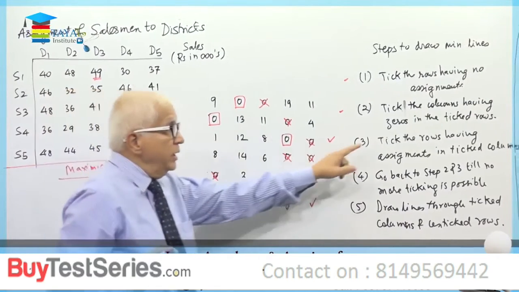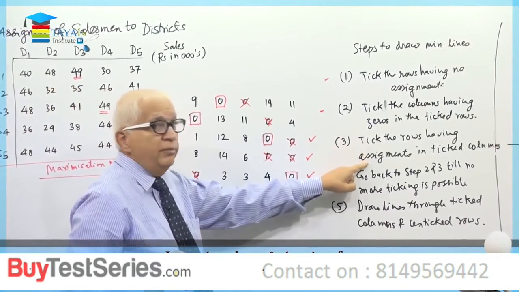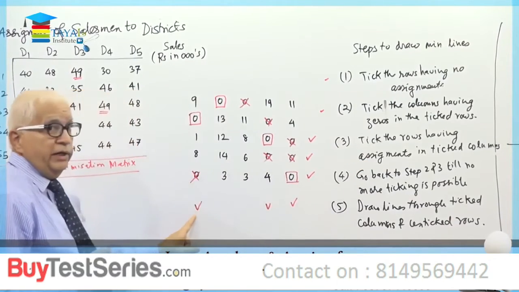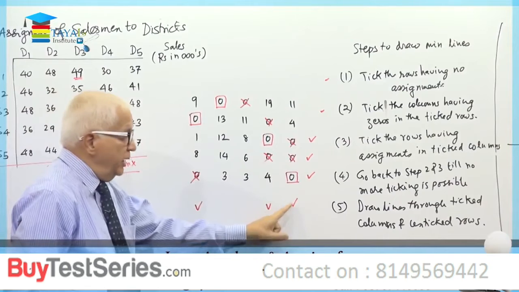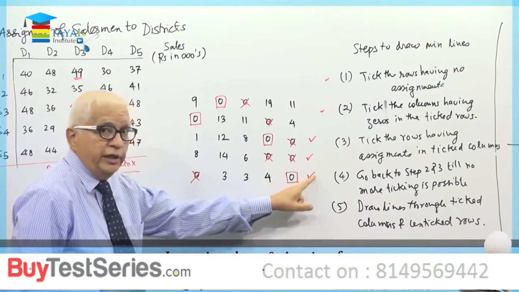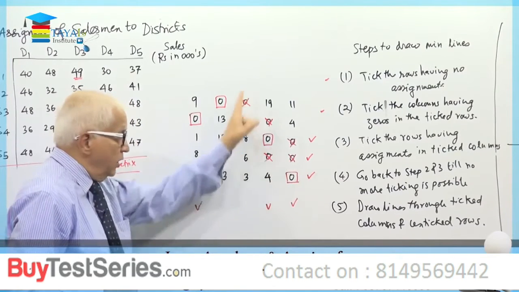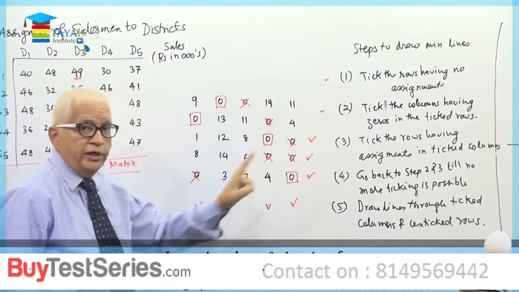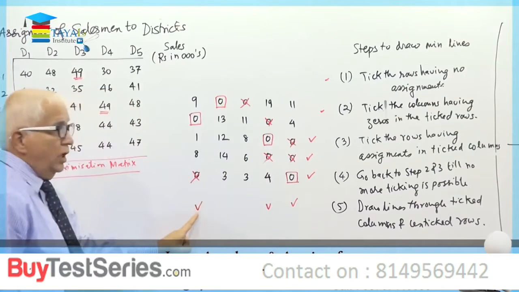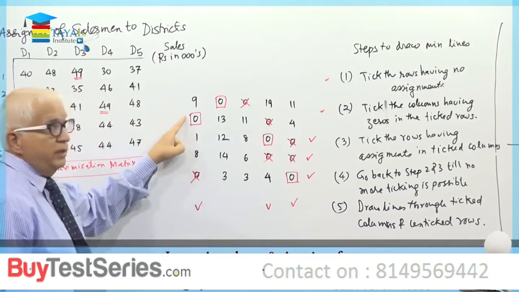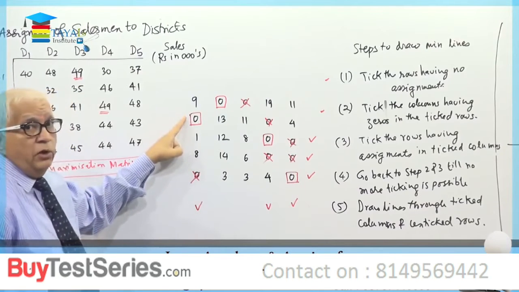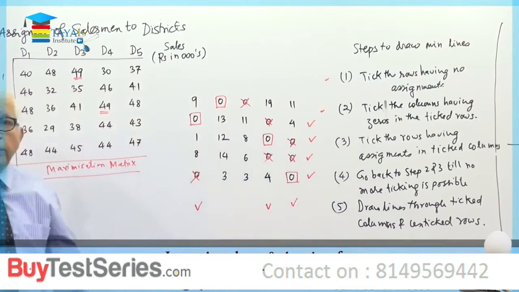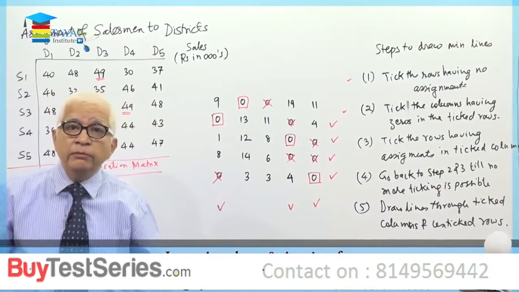Now what is step number 3? Tick the rows having assignments in the tick columns. What are the tick columns? 1, 2 and 3 are tick columns. In this column, is there an assignment? Yes, the row is already ticked. In this column, which is a tick column, is there an assignment? Yes, the row is already ticked. In this ticked column, is there an assignment? Yes, there is an assignment. Is this row ticked? Not yet. So I need to tick this row.